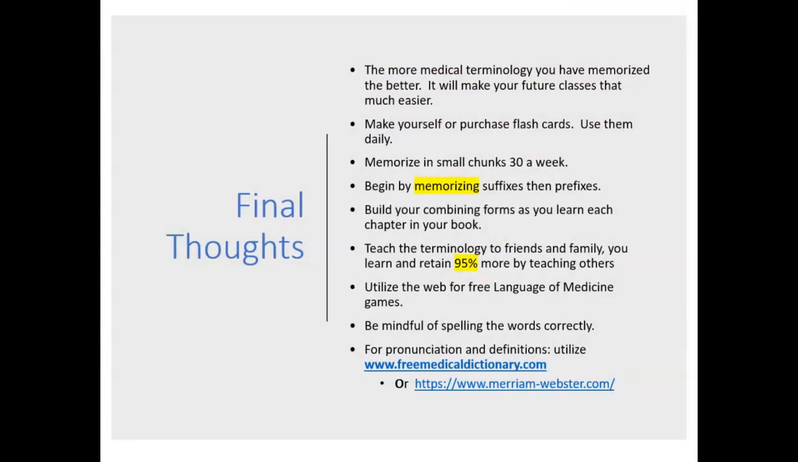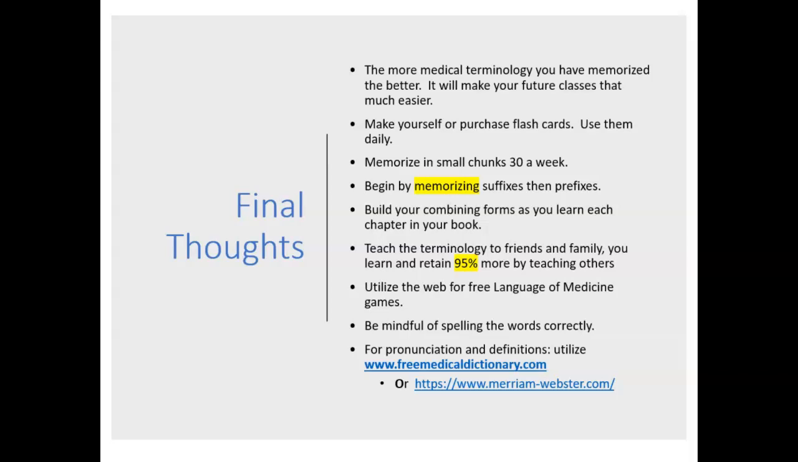And a few final thoughts. The more medical terms you have memorized, the easier your future classes will be. Make yourself or purchase flashcards. Use them daily. Memorize in small chunks, 30 at a time. You just keep going through the same 30. And then once you know one, you can put it in the I know stack and replace it with something else. You don't want to get yourself overwhelmed. You're not going to learn all these words in 6 short weeks. It's an ongoing process, folks.